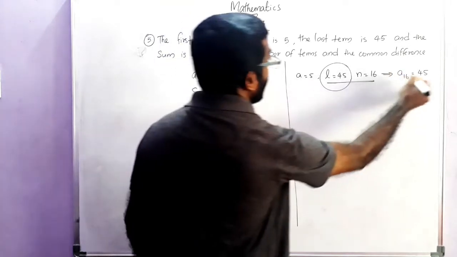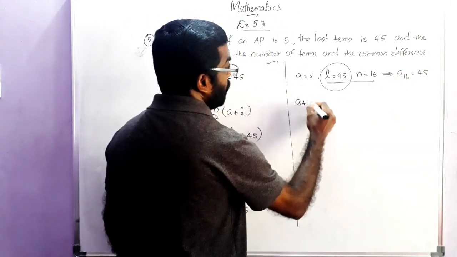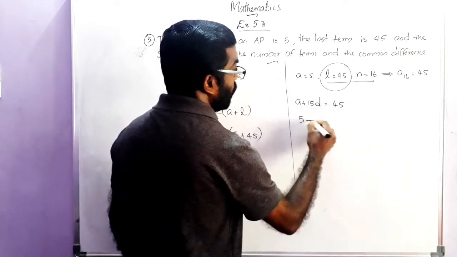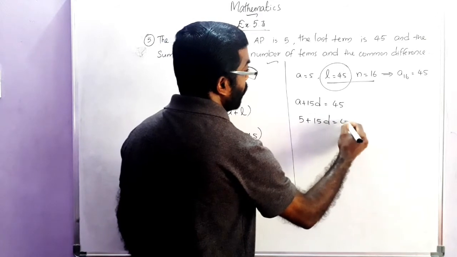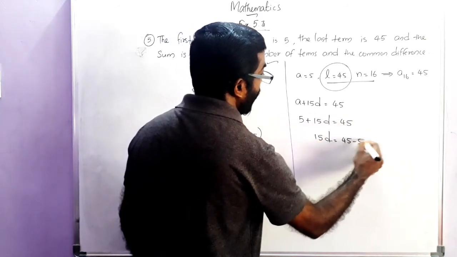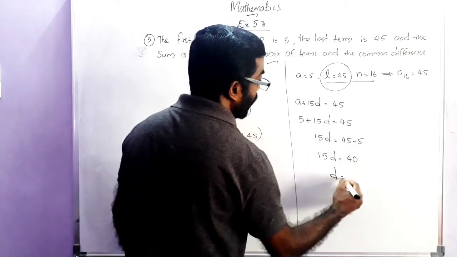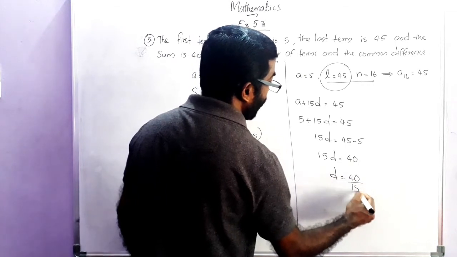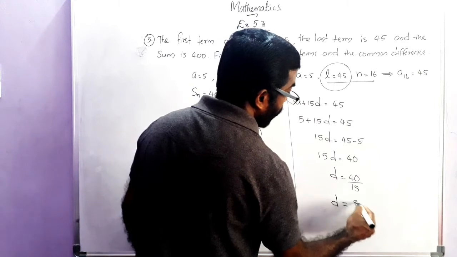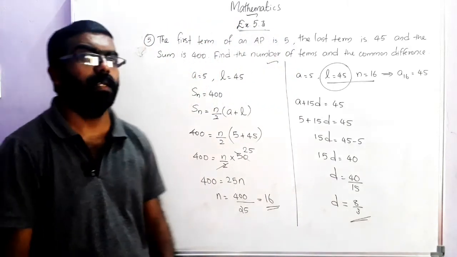So a16 is equal to 45 and from this we can write a plus 15d is equal to 45 and a value is 5. So 5 plus 15d is equal to 45 and 15d is equal to 45 minus 5. 15d is equal to 40 and d is equal to 40 divided by 15. Can cancel this one, that is d is equal to 8 by 3. So the common difference d is 8 by 3. Clear?